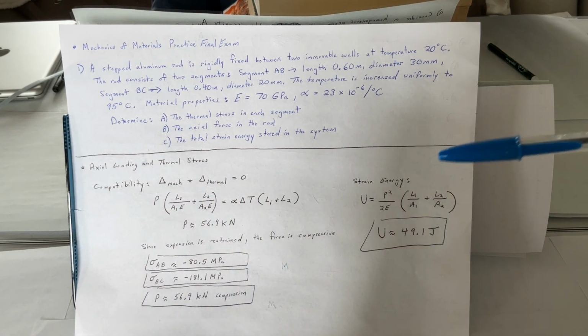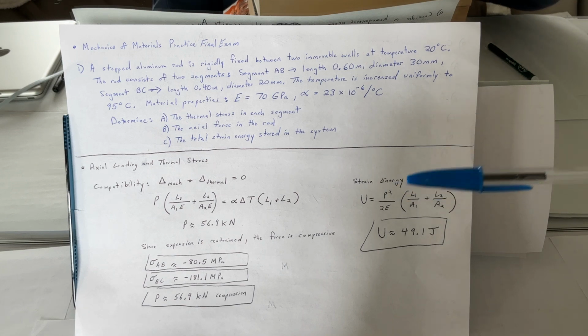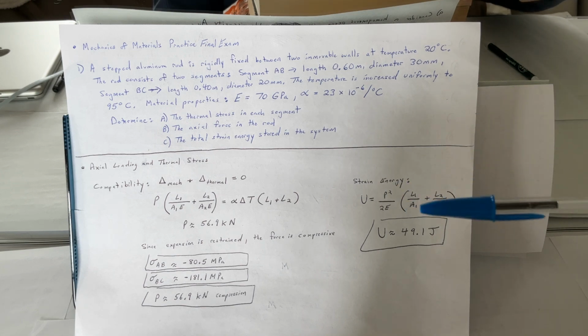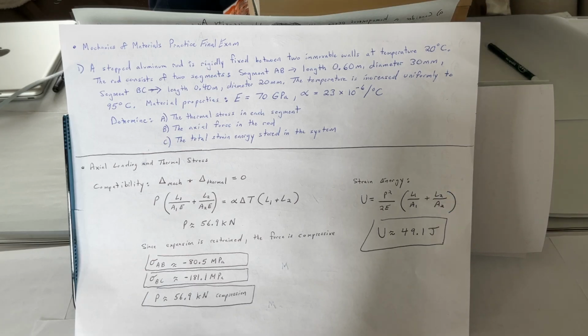And last component here, the strain energy, we're going to use this formula, U equals P squared over 2E times the quantity L sub 1 over A sub 1 plus L sub 2 over A sub 2. Substituting those values that were given and we found, U is approximately 49.1 J. Okay, so that takes care of number one, and let's move on to number two.